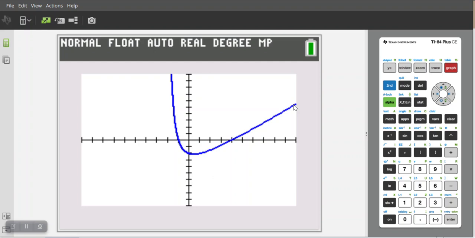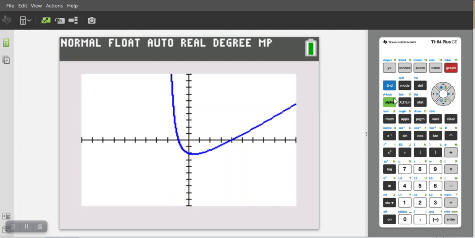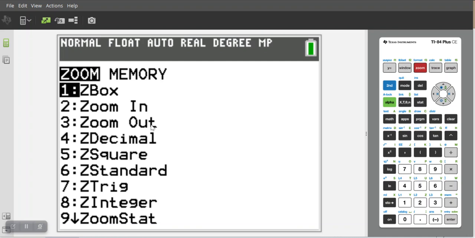Remember, when we graph a function on a graphing calculator, we only see what is in the viewing window. If we want to see more and see what happens with that function in other places, we either have to change our window or zoom in or out. So for this one, I'm going to zoom out, and that's zoom, option 3.